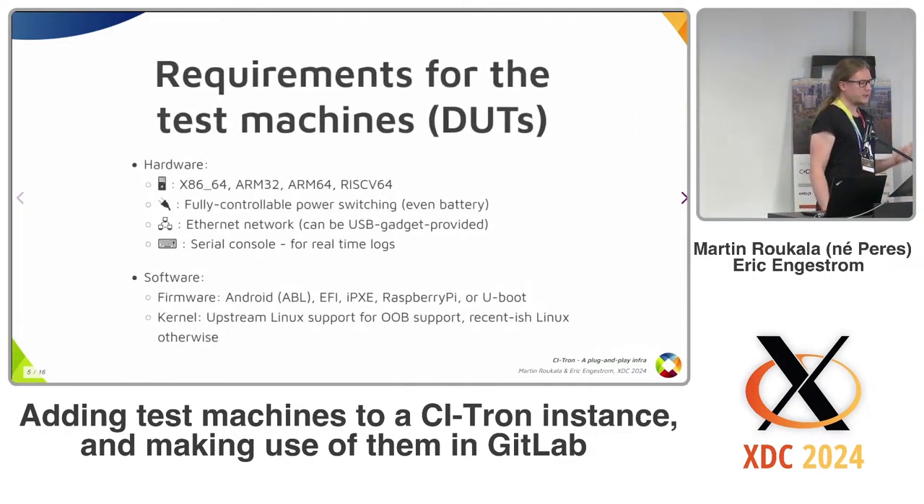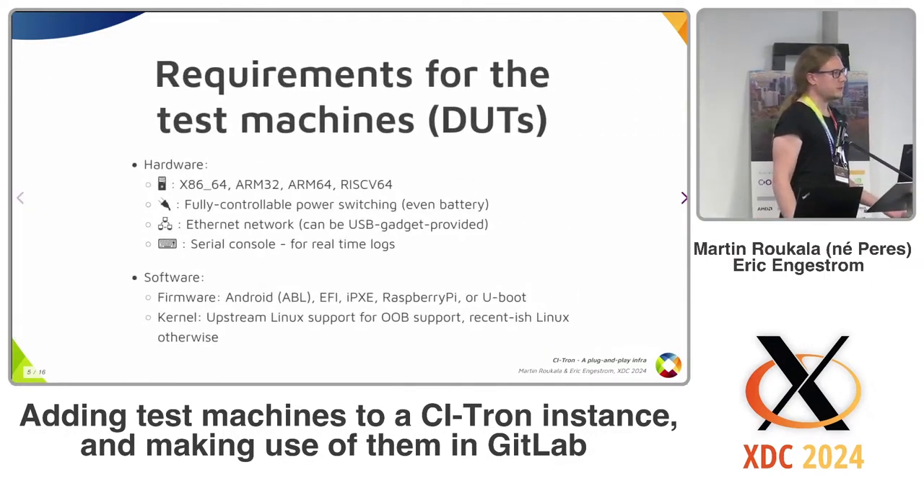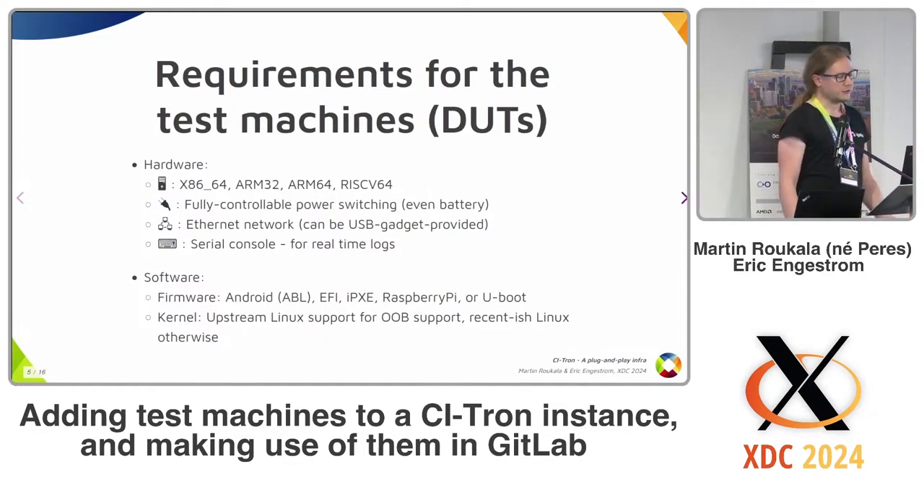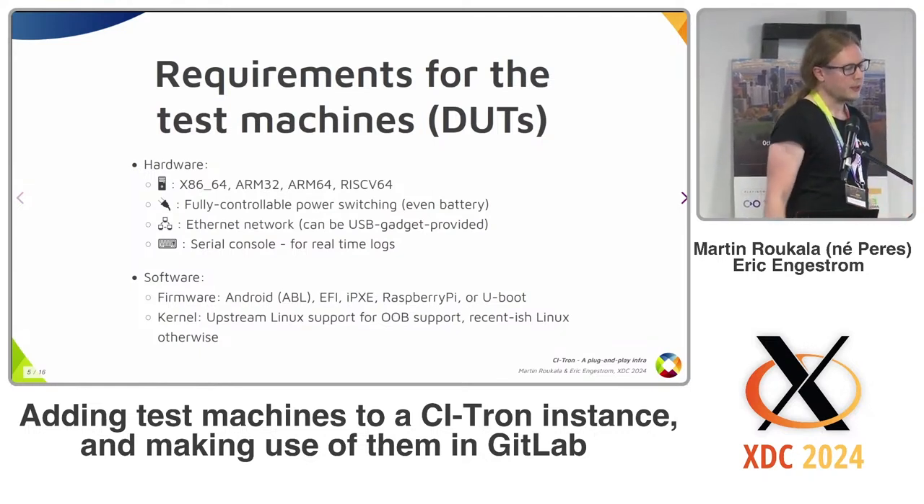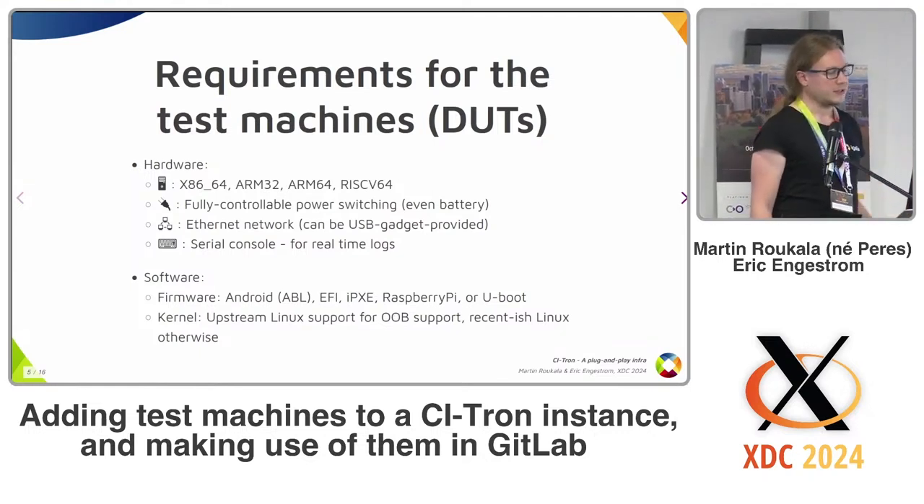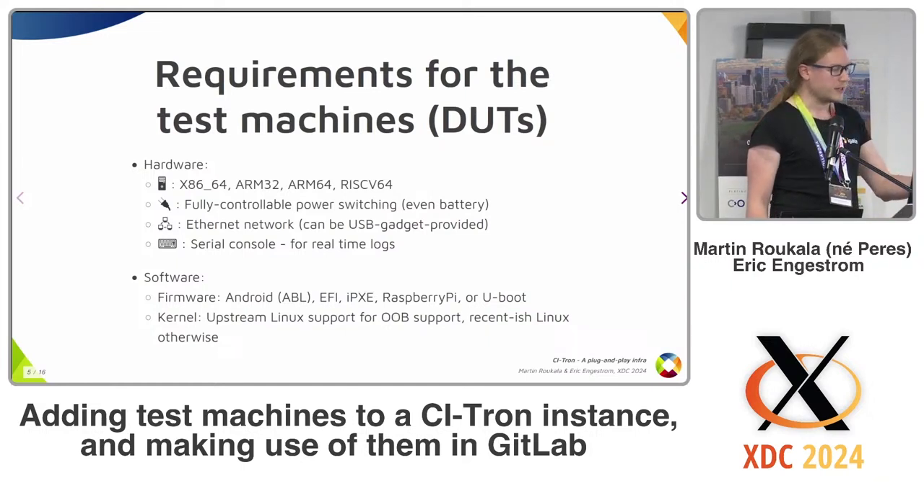So for the test machines, we have some requirements. On the hardware side, we support x86 64-bit, ARM 32 and 64-bit, and RISC-V 64-bit. We need to have fully controllable power switching, even the battery. On Steam Decks, for instance, we need to do some modifications for that. You need to have an Ethernet network. On some devices that don't have that, we use a USB gadget. And we need a serial console for the real-time logs.